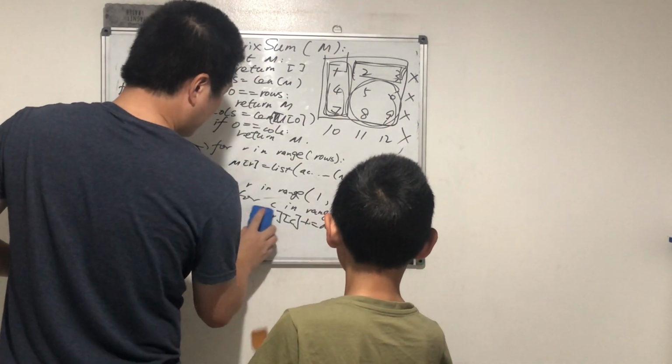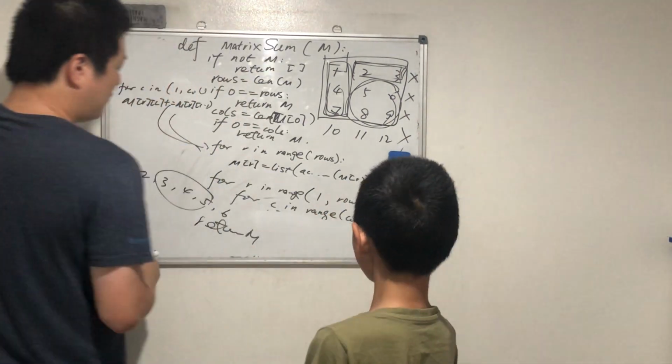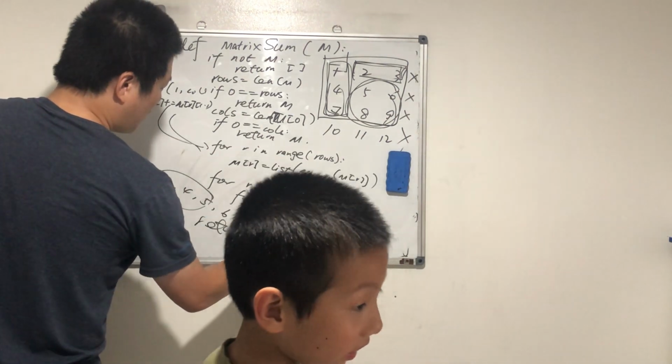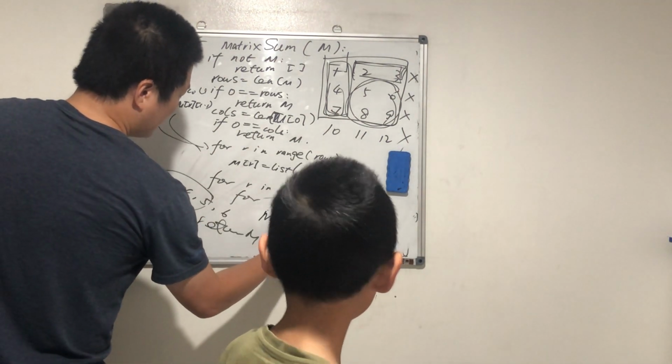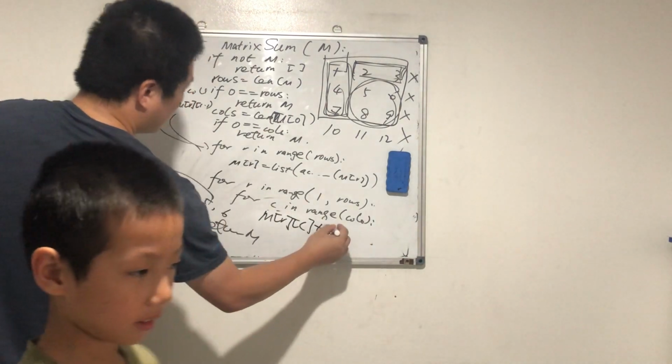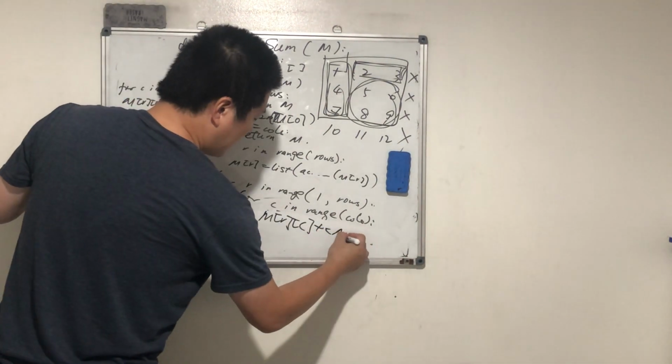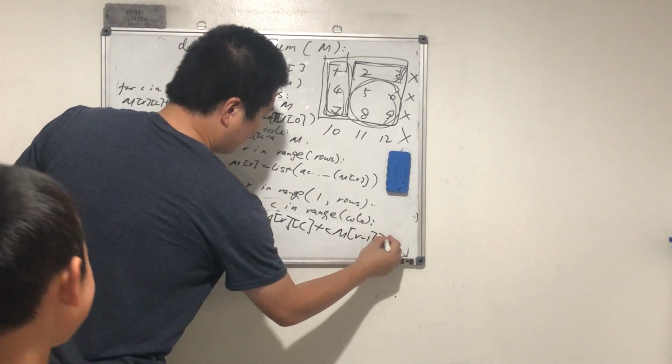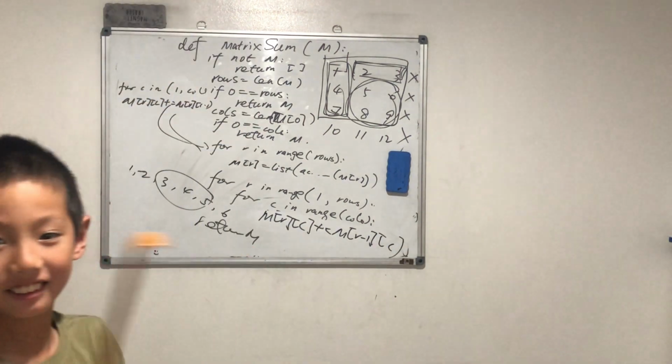That's it for today. Okay. Come on, matrix R C equal what? Plus equal matrix R minus 1, C. Return. Okay, that's it for today.